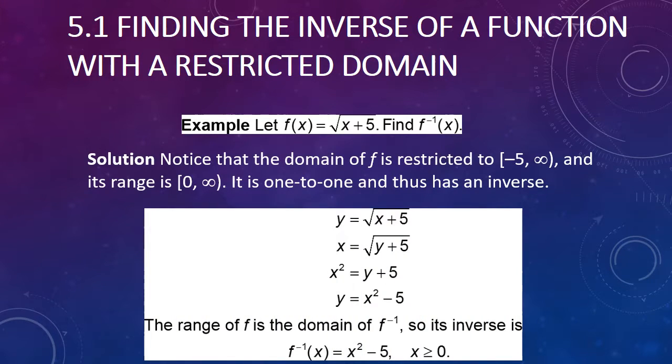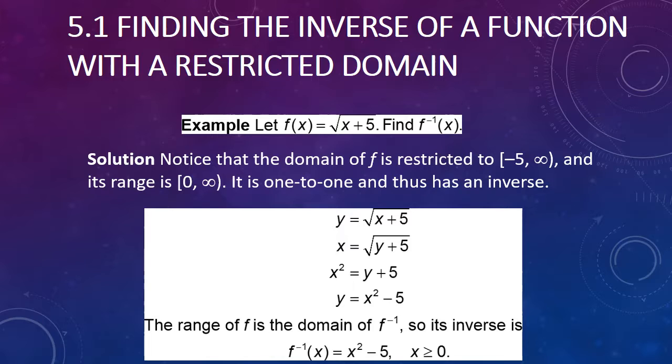All right, the domain is restricted to -5 to infinity, because these are the numbers that are going to give you a non-negative value under the square root. The range would be 0 to infinity, and you can confirm that by graphing it. It is one-to-one, and it does have an inverse, so we write y equals the square root of x plus 5. We switch the x and y. We square both sides and subtract 5.